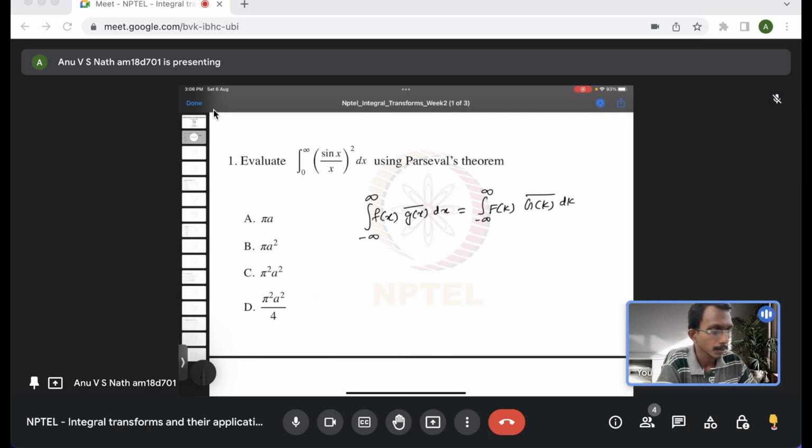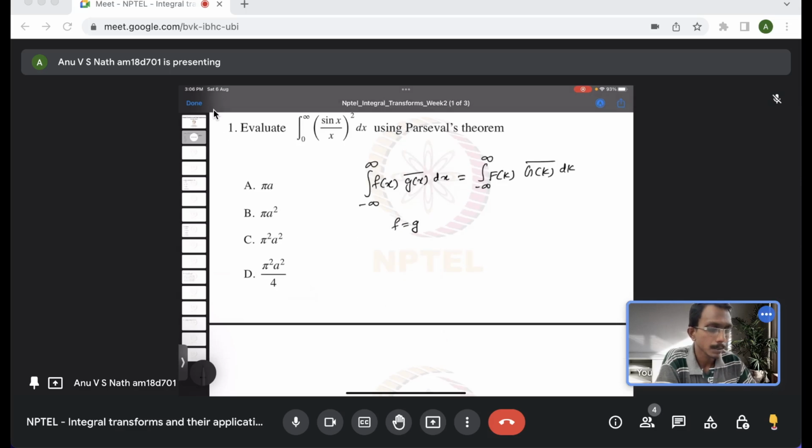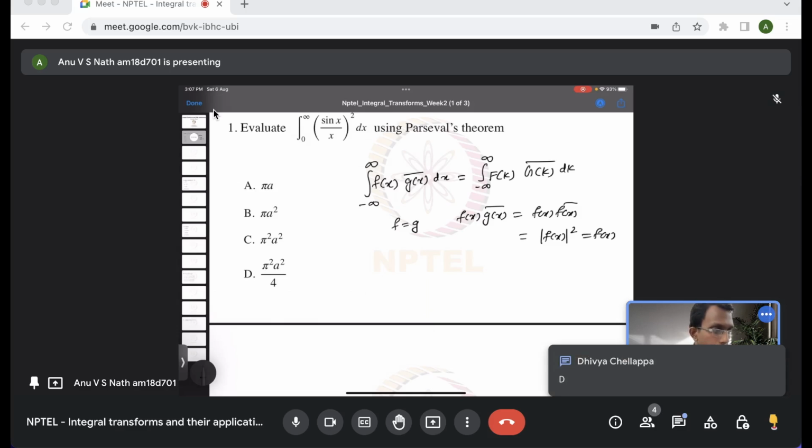So this is not actually Parseval's identity, it's called Plancherel's identity. Parseval's is a special case when f is equal to g. In that situation f of x times the conjugate of g of x is equal to f of x times f of x conjugate, which in general is the absolute value of f of x squared. Here we are looking at real valued functions, so we don't need the absolute square. It will be just f of x squared.